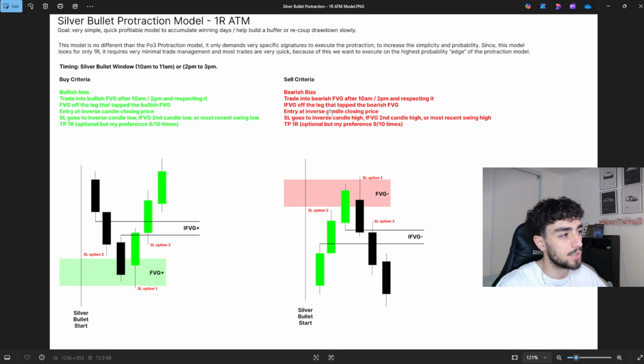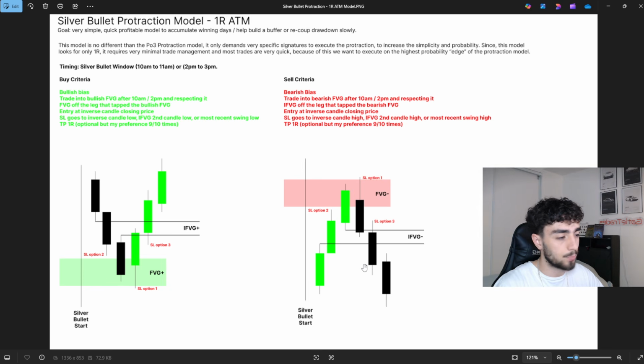Sell criteria, very similar. Bearish bias. Trade into bearish fair value gap after 10 a.m. or 2 p.m. It can form after 10 or 2 p.m. It can form inside the window. As long as we trade into a bearish fair value gap after the silver bullet starting period, you can look for this trade. There needs to be an inversion from that leg, right? Leaving the bearish fair value gap, inversion fair value gap, doesn't matter the time frame, as long as the fair value gap was respected and the inversion forms.